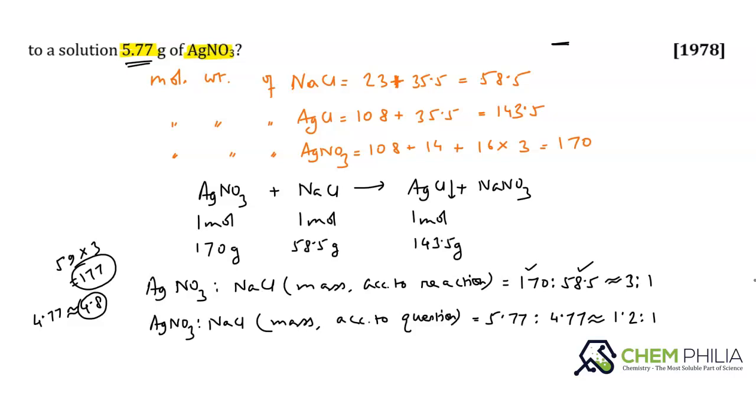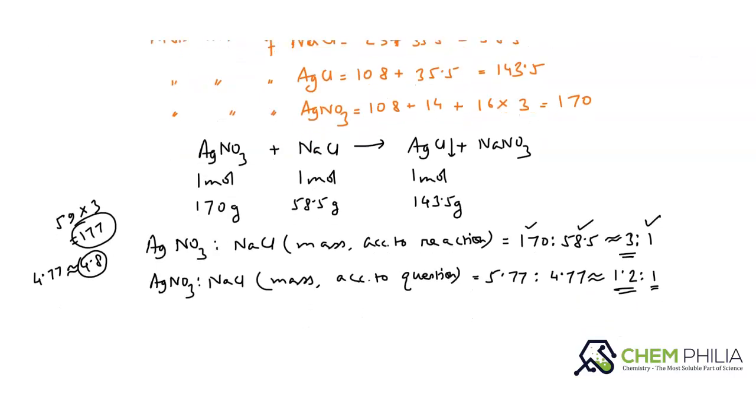Clear? So according to the reaction, for one part of NaCl, how much AgNO3 is required? 3 parts. But as per the question, for each part of NaCl, 1.2 parts of AgNO3 is given. That means the given amount of AgNO3 is less than what is required. So obviously AgNO3 is given in lesser amount. So AgNO3 is the limiting reagent. LR means, remember, limiting reagent. Okay. Now the limiting reagent has been identified, and that is AgNO3.